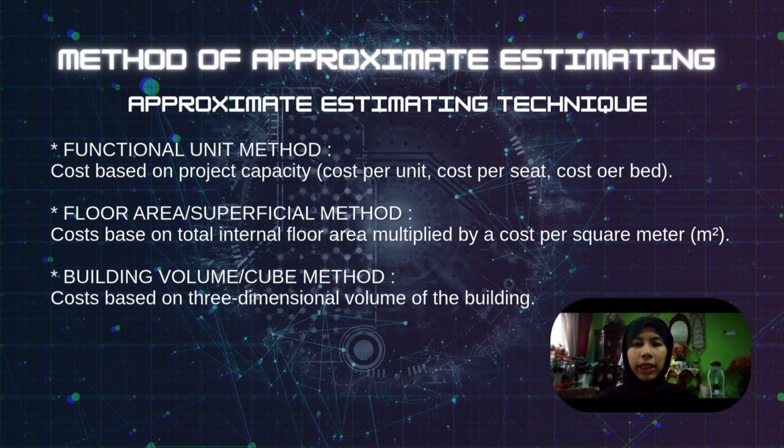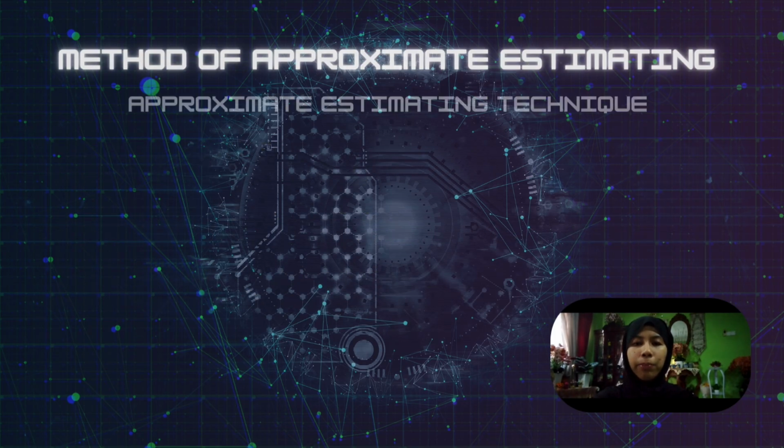For standard commercial and residential buildings, the floor area method is the most popular choice due to its simplicity and balance of accuracy. Choosing the right technique depends entirely on the type of building, the stage of the project, and the availability of historical data.